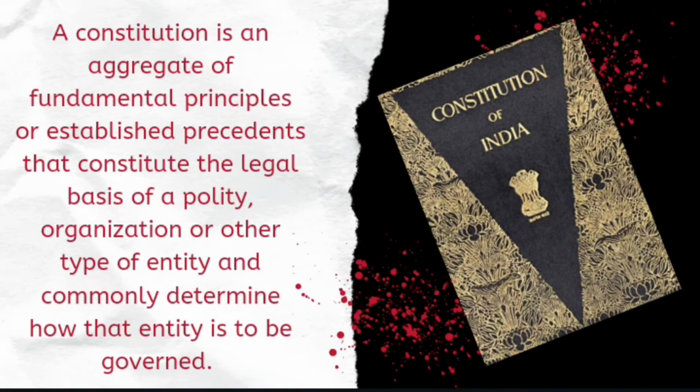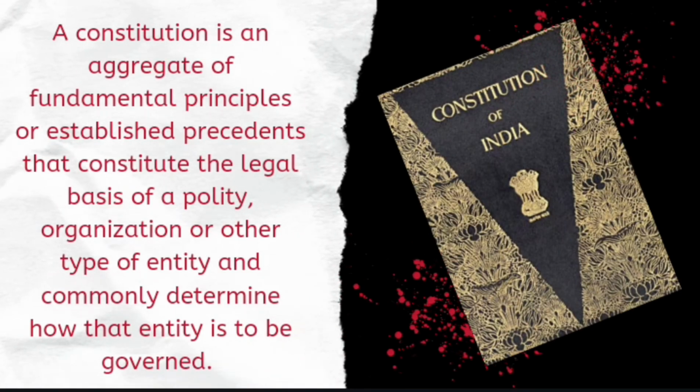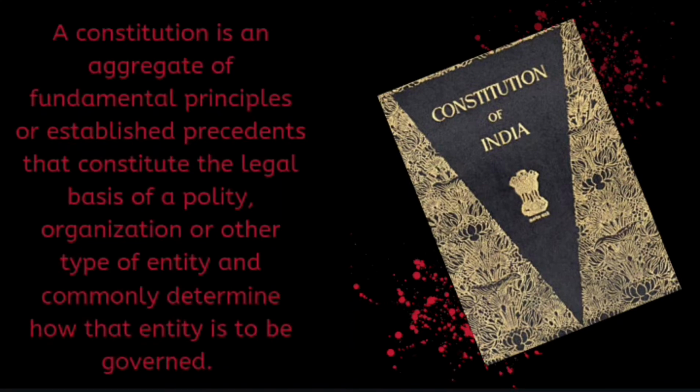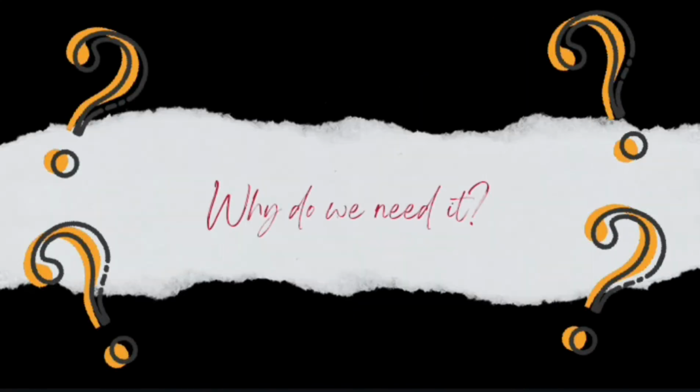The Constitution is a rule book. It contains principles on how to govern. It tells how the government must be constituted and its powers. Okay, so now we know what is a constitution. But why do we need it?